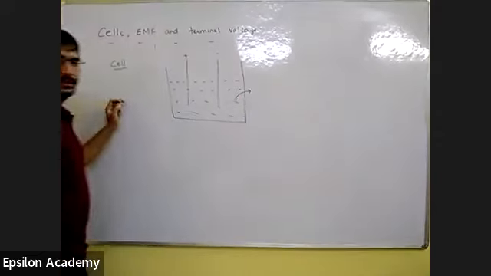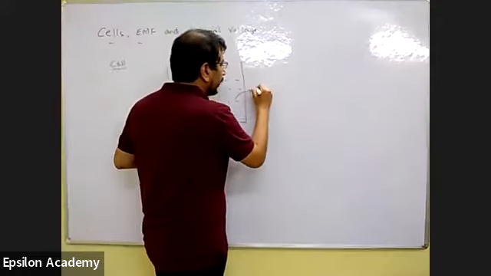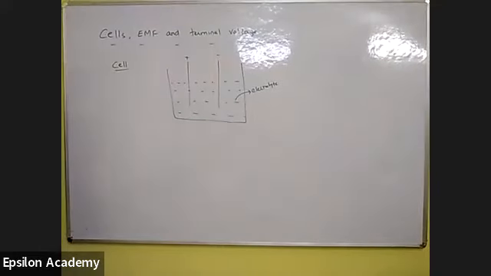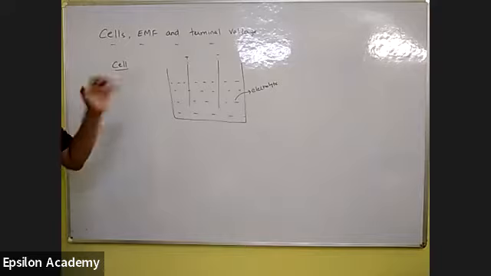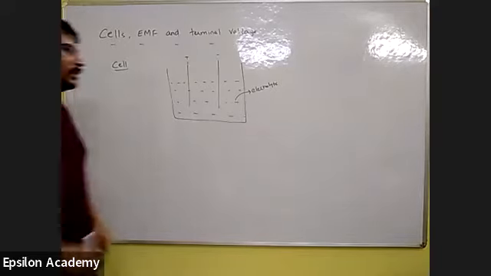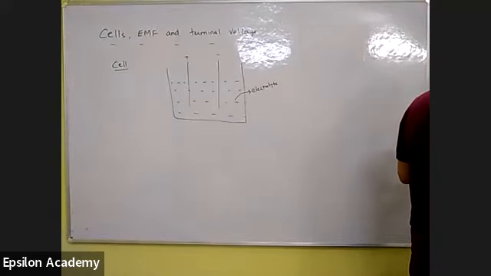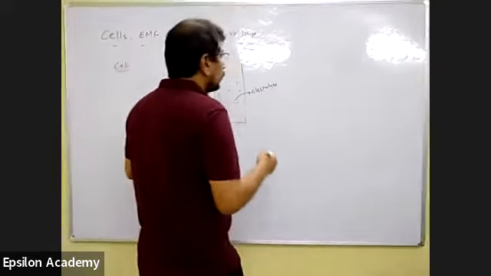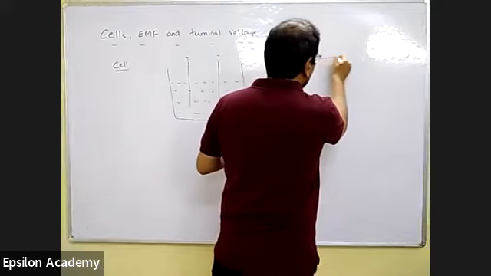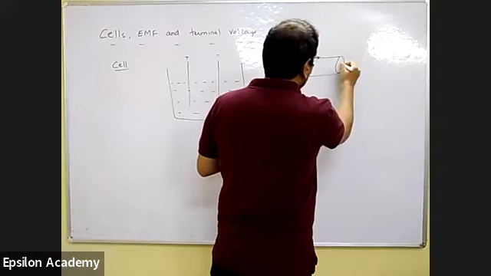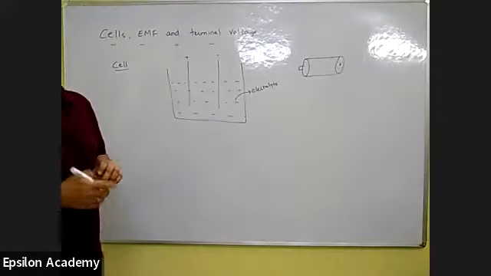So what is the solution called? We call it the electrolyte, into which you have a positive and a negative terminal. Okay, having this in mind, now let's take a simple example. Let's say you go to a shop and you buy a battery. It would be something like this. Ignore the diagram, but try to imagine.